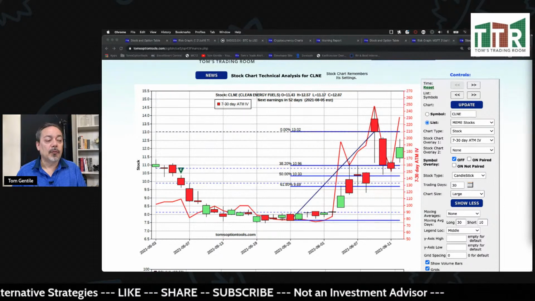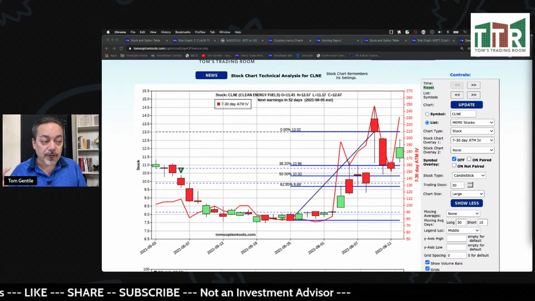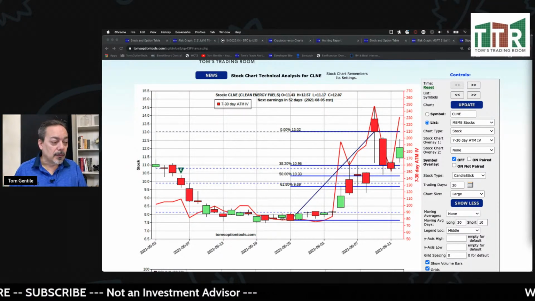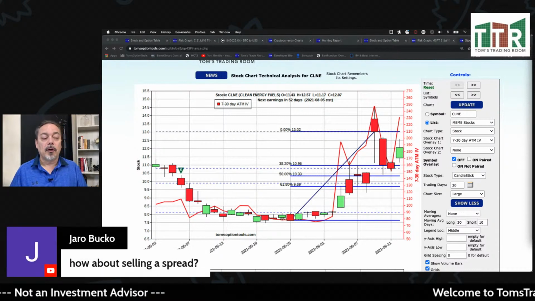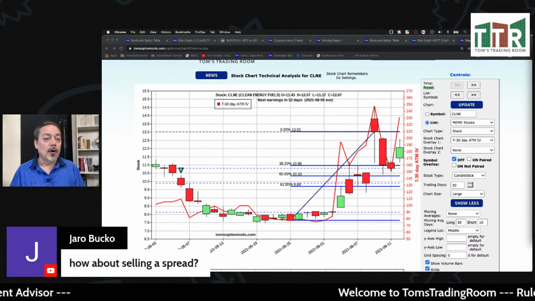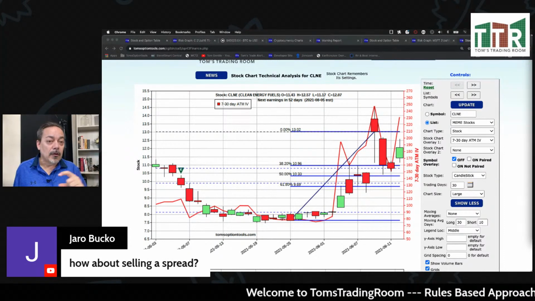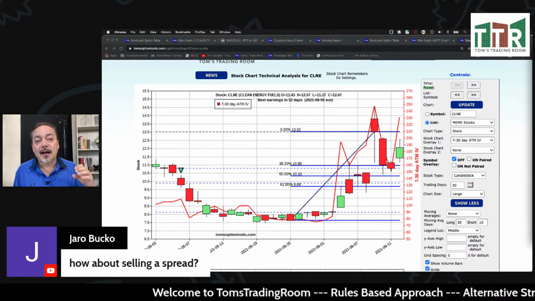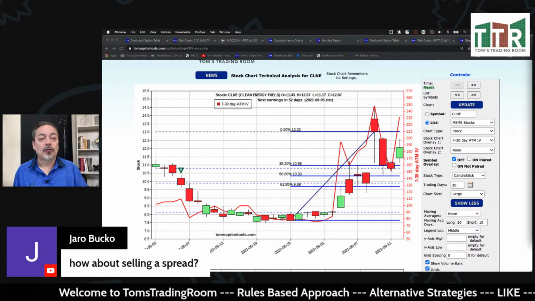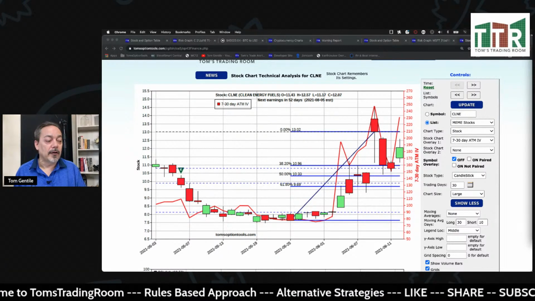How about selling a spread on stocks like Microsoft? Absolutely. Jaro, that's a great point. Selling a spread will allow you to do what? You get that high probability, but you will not get the high risk in the event that the stock craters, if Microsoft will crater. All right.